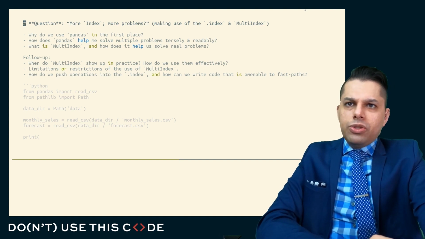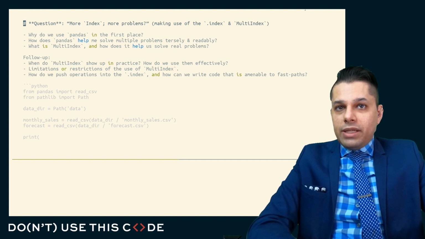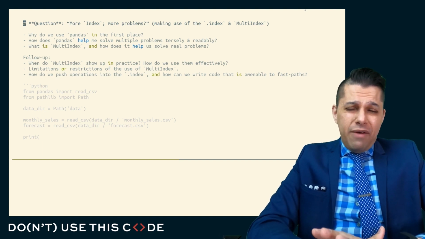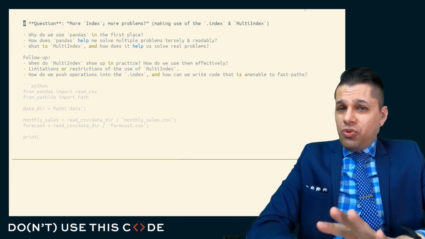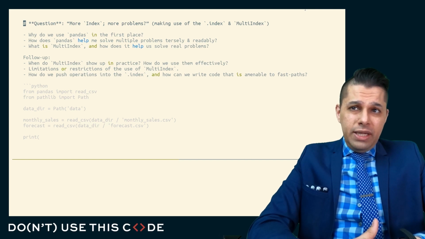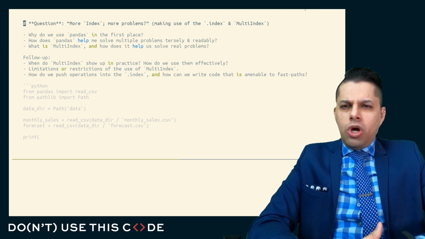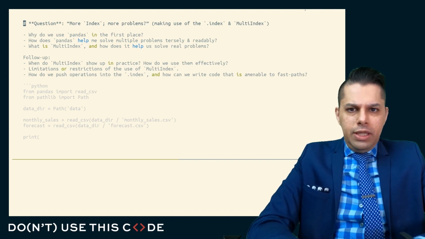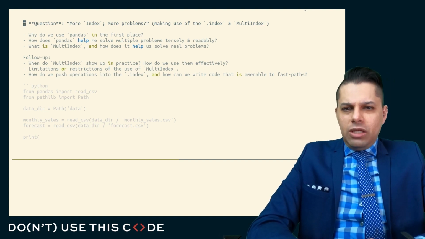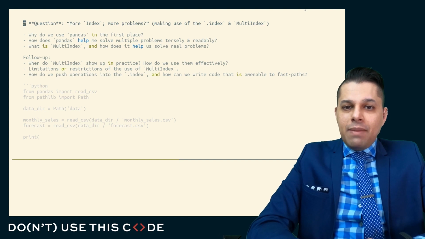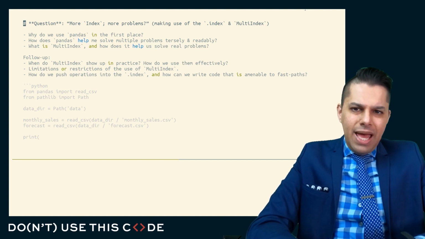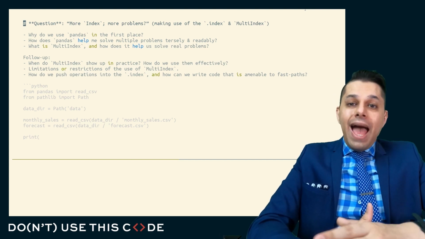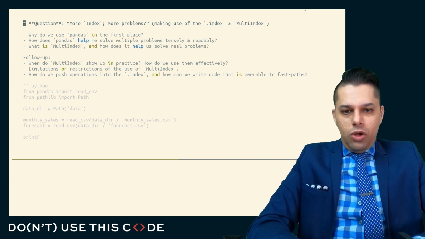Namely, we won't be able to talk about where the multi-index shows up in practice, or how we can use multi-indices more effectively. We won't have an opportunity to talk about the limitations or the restrictions in the use of the multi-index, and we won't have an opportunity to talk about some of the more sophisticated ways that we might push computation into the index, or how we might write code to be amenable to fast paths that may later be added to Pandas, how we can write code that's not fast just today, but fast as the library around us evolves.